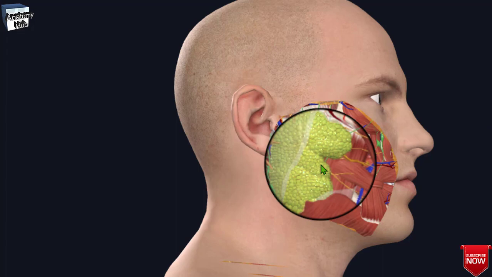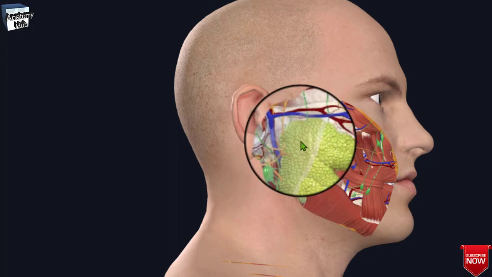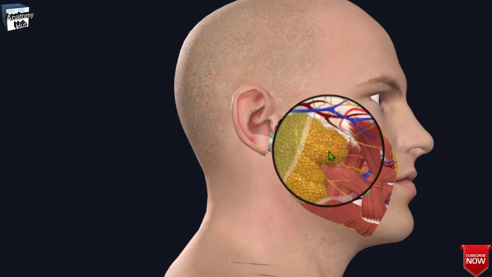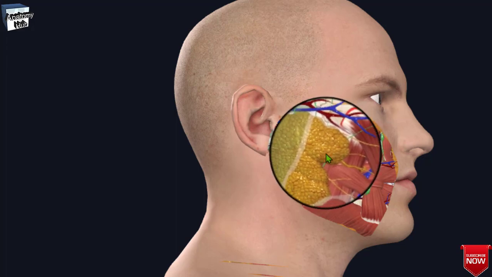So this parotid gland weighs around 15 to 30 grams each gland, and they are irregular in shape and size, consisting of the superficial and deep lobe, and it is tan yellow in color that you can observe over here, mainly the tan yellow appearance.